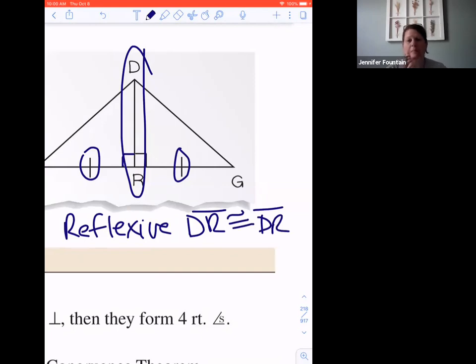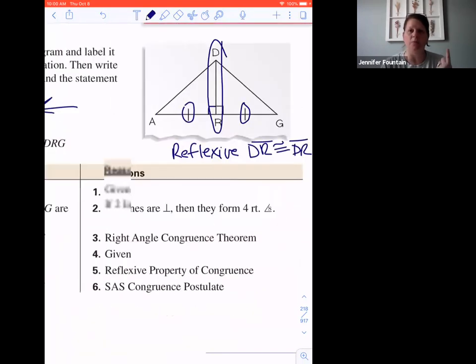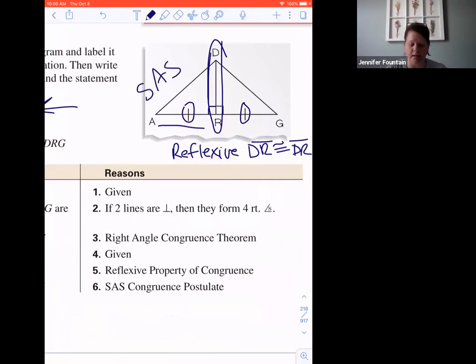So again, I'm breaking down my figure before I even start to think through my proof. The first thing we said was, hey, if they are perpendicular, I know I've got right angles. So then I'm going to have an angle in the middle. So now we have found we've got a side in common, an angle and a side. So now I've got side, angle, side in common.